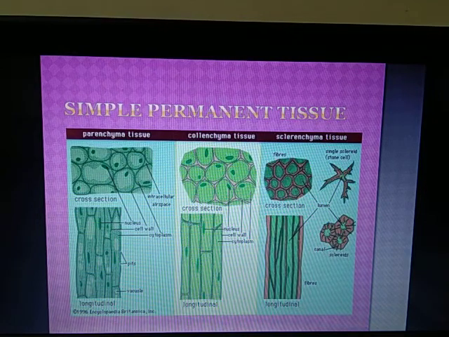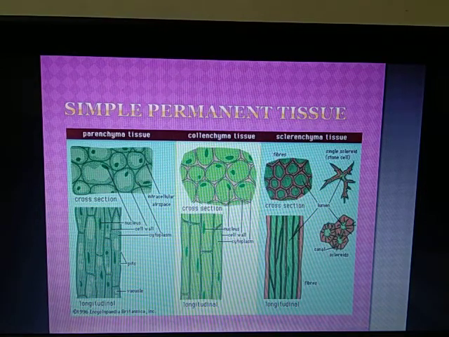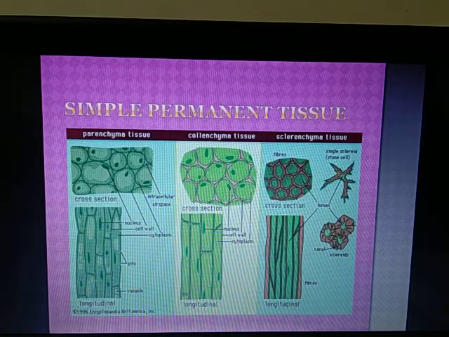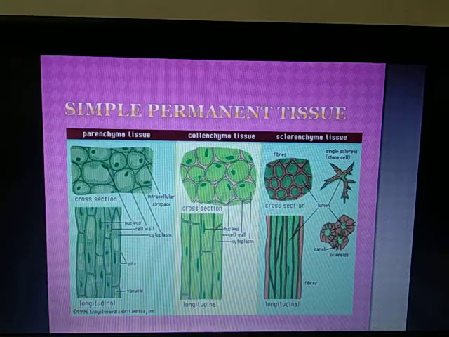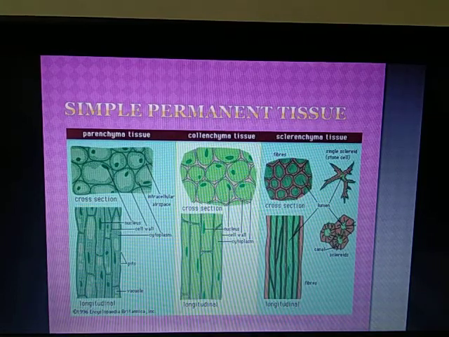Simple permanent tissues are the tissues made up of the same type of cells, and these are called simple permanent tissues. These tissues may or may not divide. The cells are similar in shape and size, and they are also known as homogeneous in nature. That means they have the same type of cells.